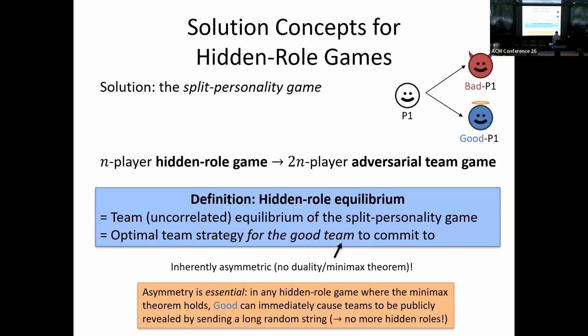So that's not great. This is why we insist on having this asymmetric notion where the good team commits first. And of course, the fact that the good team is committing first is inherent to the fact that the good team for us is the team that doesn't know who the teammates are. We have this inherent asymmetry in the definition of the game, and also an inherent asymmetry in who commits.